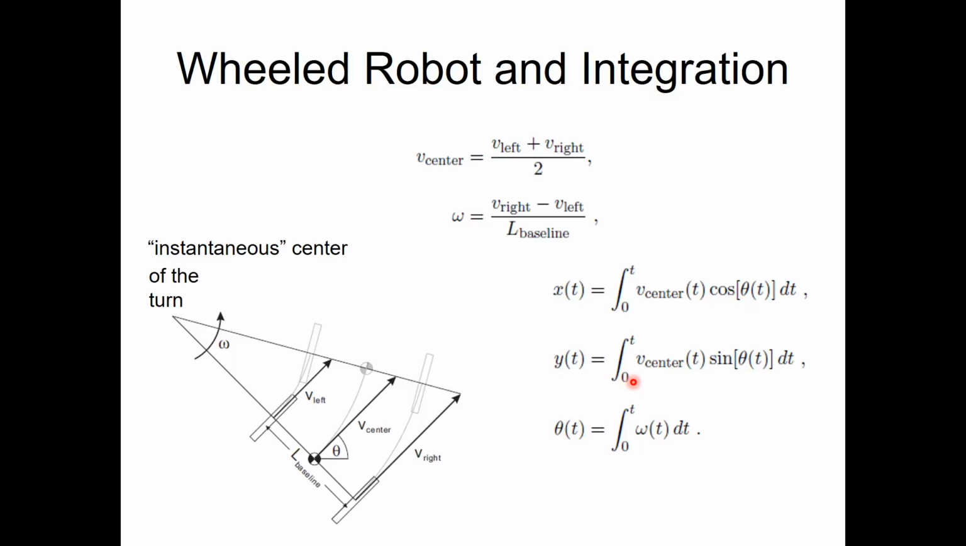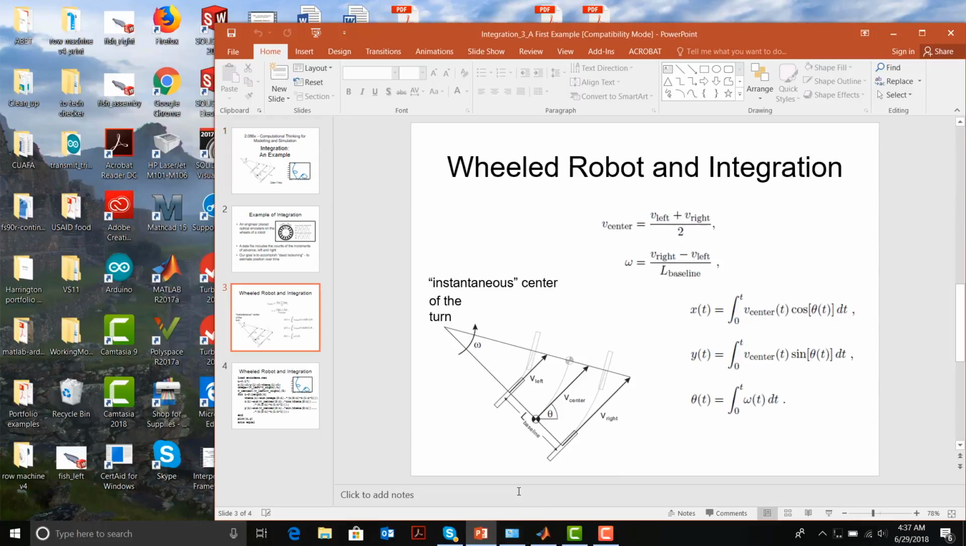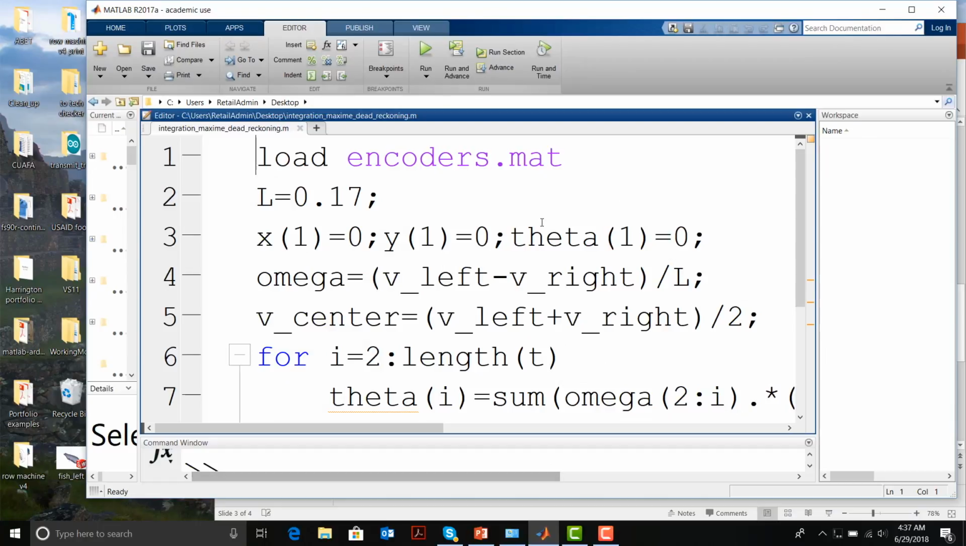The formulae for determining X position and Y position as an integral are given here. So now let's go ahead to a MATLAB session and see how this will proceed. The first thing we do is load the data from the encoders and set parameters like the length of the baseline and set initial values for the states of the robot, its X and Y position and its theta.